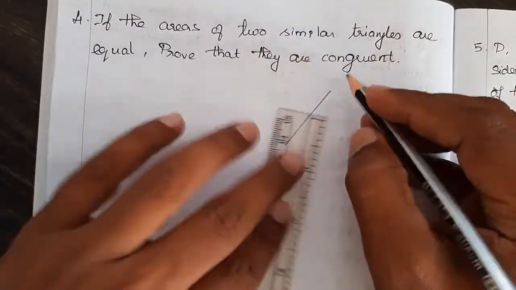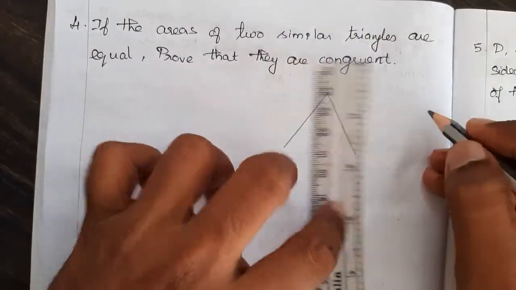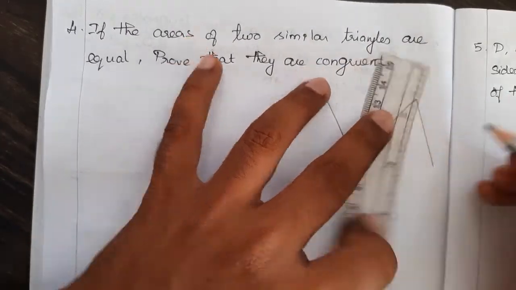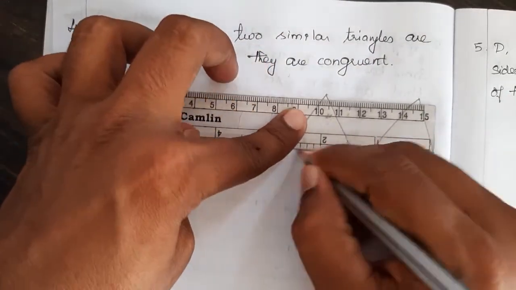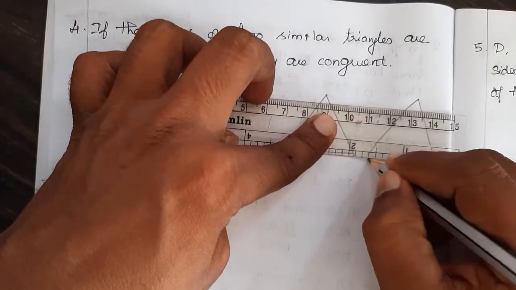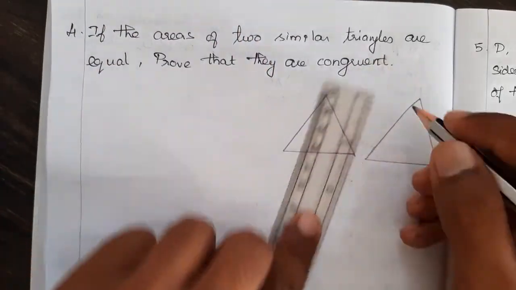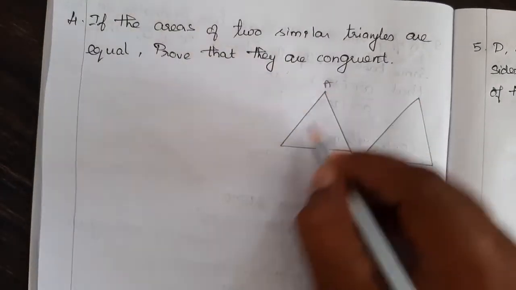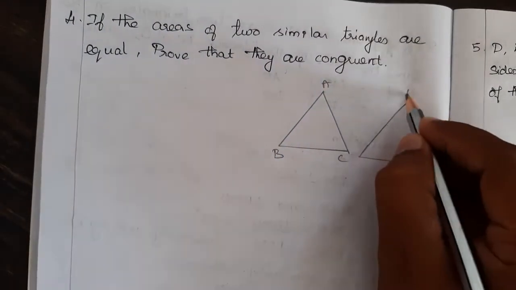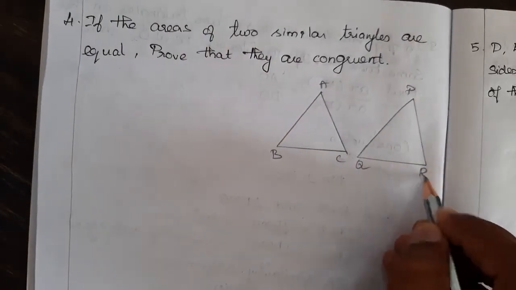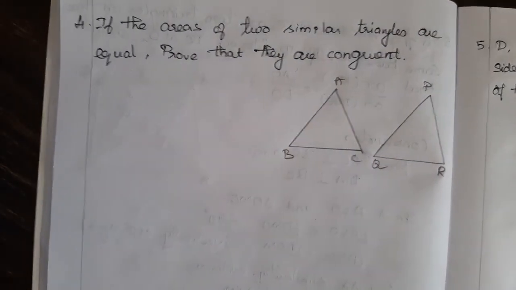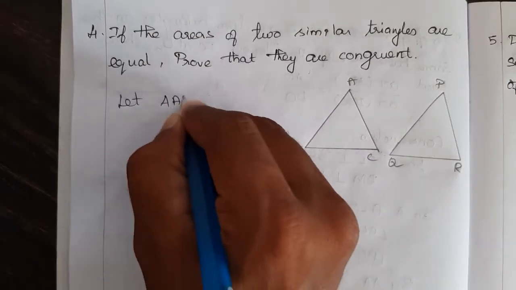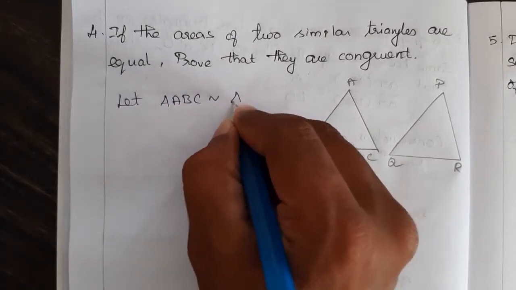I think this problem is really interesting, because this result we can remember easily, like how we remember all the congruent figures are similar. The same way we can say if the areas of the similar triangles are equal, then they are congruent. So let me consider triangles ABC and PQR. So this we consider, right? Since it's not there, let me write. So let triangle ABC be similar to triangle PQR.